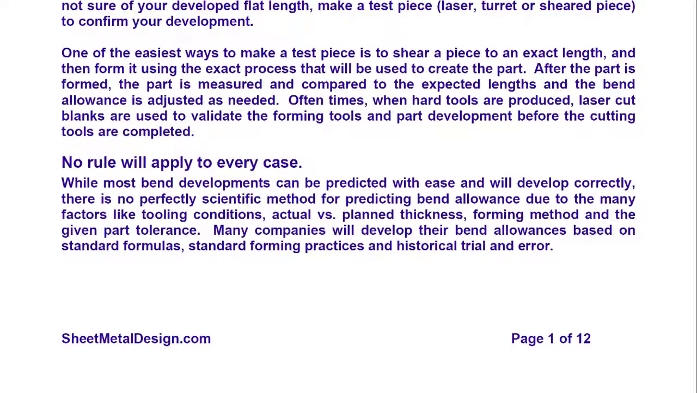While most bend developments can be predicted with ease and will develop correctly, there is no perfectly scientific method for predicting bend allowance due to the many factors: actual versus planned thickness, forming method, and the given part tolerance. Many companies will develop their bend allowances based on formulas, forming practices, historical, what trial and error is given there. Again, two words, scientific and trial and error. Is it an oxymoron? Not necessarily.